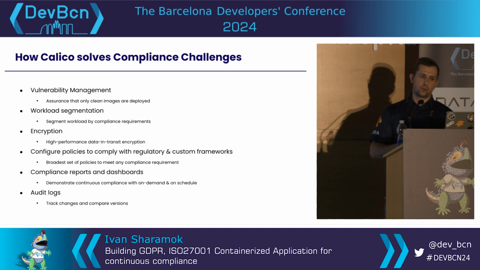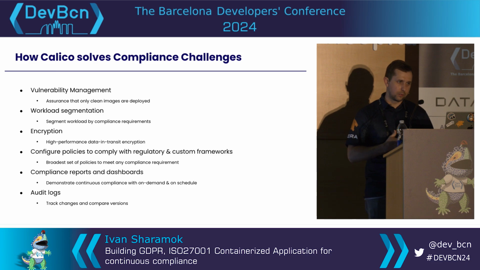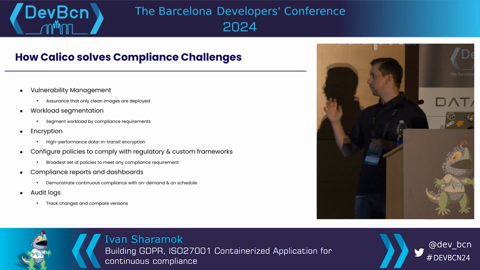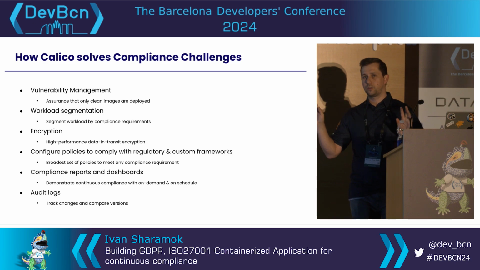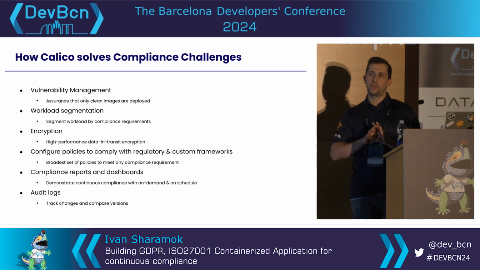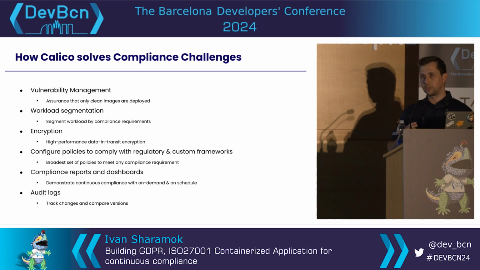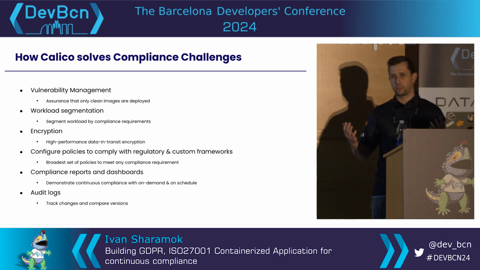So how does Calico address these issues? We provide vulnerability management. Just to be clear, for those who are using Calico or know what Calico is, some of the stuff I'm talking about here relates to Calico as a whole, not just the open source, because we have the open source piece and then we have commercial pieces. Vulnerability management is a part of the commercial piece.